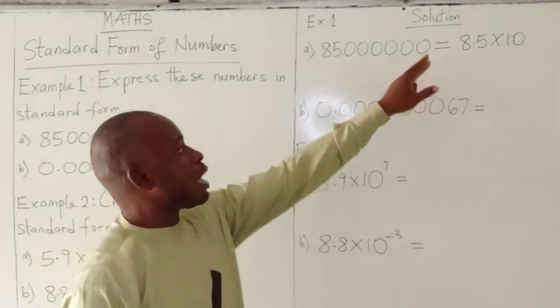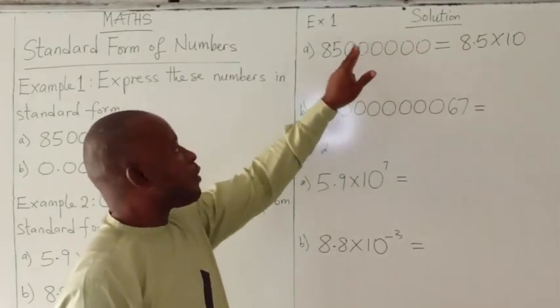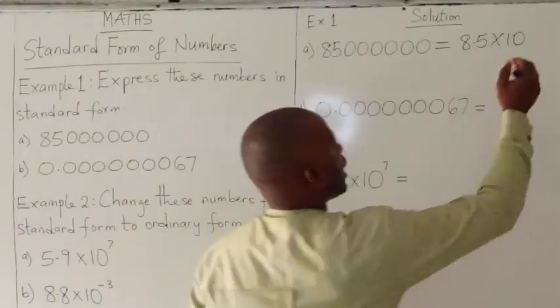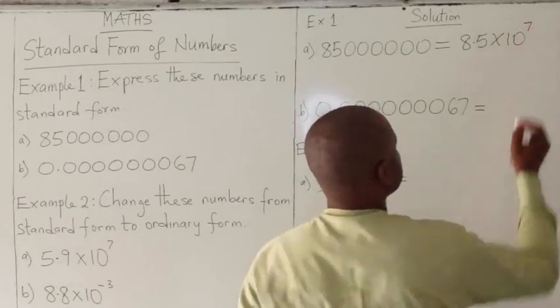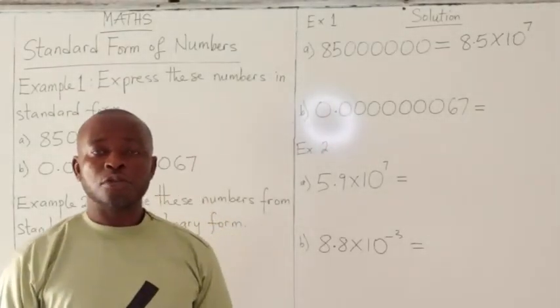How many times did we move for us to get this 8.5? Let's check it again. Count. 1, 2, 3, 4, 5, 6, 7. It means that the index, the power of this 10 is going to be 7 to show the 7 times we have moved. Do you understand?